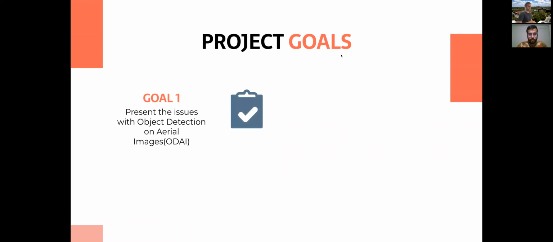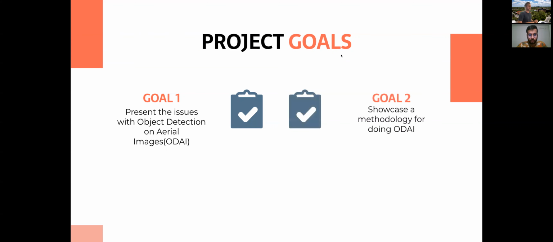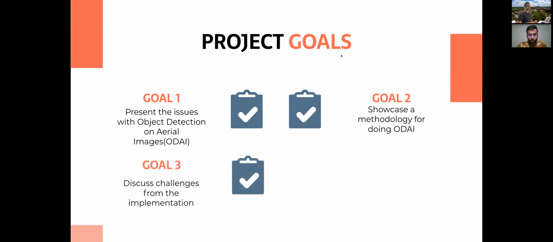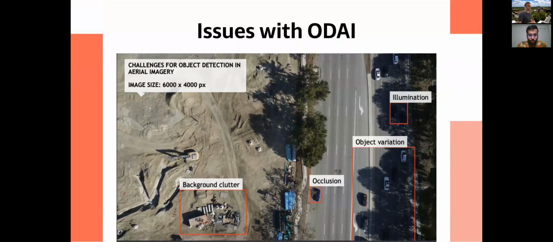Before we dive deeper into what sort of things we did in the project, we first would like to iterate some of the goals that we had in mind before starting the project. We wanted to showcase what issues you can face when trying to do object detection on aerial images. And once we identify those issues, it is important to understand what sort of methodology would work the best. We'll also talk about what challenges we faced during the implementation of the methodology and how those challenges can lead to better future work and better results.